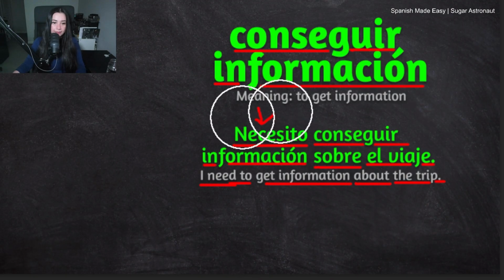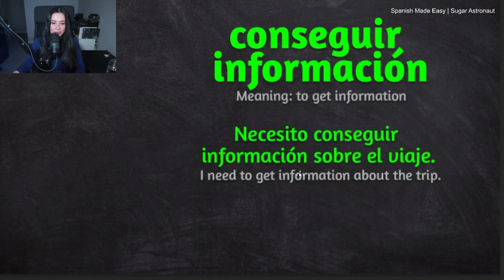Now, the word sobre can mean about or also envelope. So it can be a noun, and that means envelope. But sobre can also mean about. Now, let's look at another example using conseguir información.